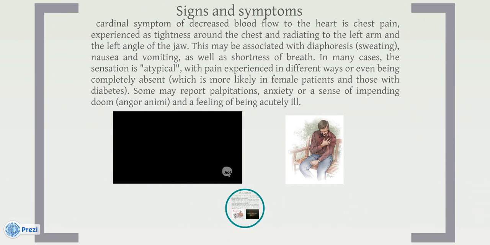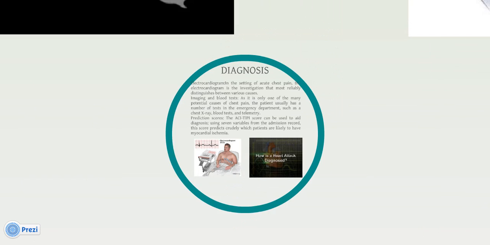Signs and symptoms. The cardinal symptom of decreased blood flow to the heart is chest pain, experienced as tightness around the chest and radiating to the left arm and the left angle of the jaw. This may be associated with diaphoresis, nausea, and vomiting, as well as shortness of breath. In many cases, the sensation is atypical, with pain experienced in different ways or even being completely absent. Some may report palpitations, anxiety, or a sense of impending doom, and a feeling of being acutely ill.